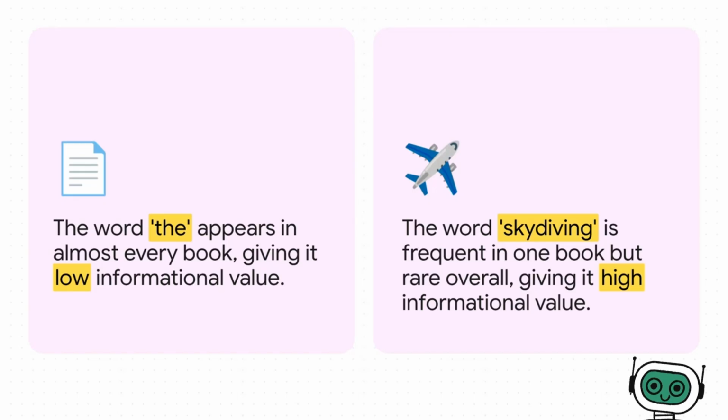Now let's compare two words. Take the word the. It shows up a lot in pretty much every single book, doesn't it? It's frequent, sure, but because it's everywhere, it tells us almost nothing unique about any single book.